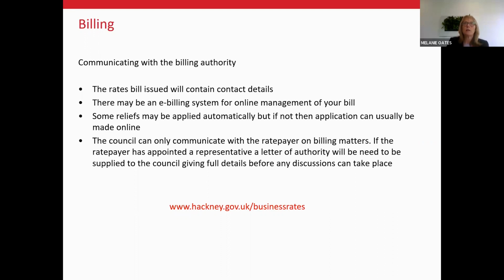What you may find is that you may have an e-billing system for online management of your bill, and you'll be able to contact and raise issues with the council with regard to that. In terms of the reliefs that we've spoken about, some of these may be applied automatically, but there may need to be an application process.